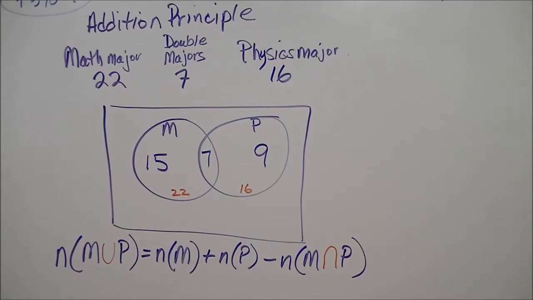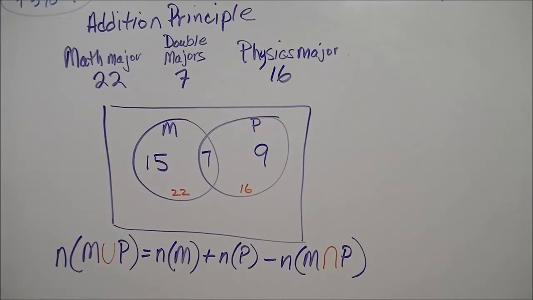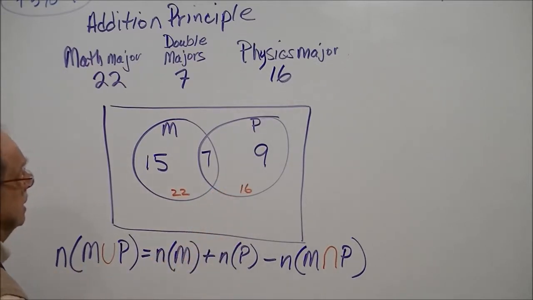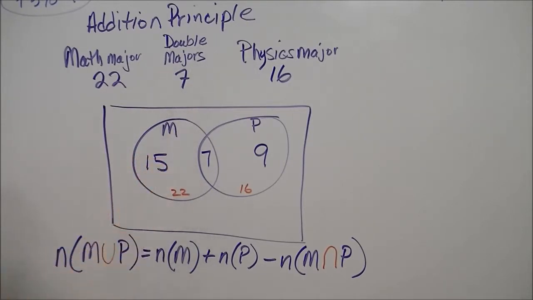In this next example, and again we're building up to some basic material here. Here we have a math class, and we do a count in this math class and find that there are 22 math majors. There are also 16 physics majors. But in this class, there are also 7 double majors.